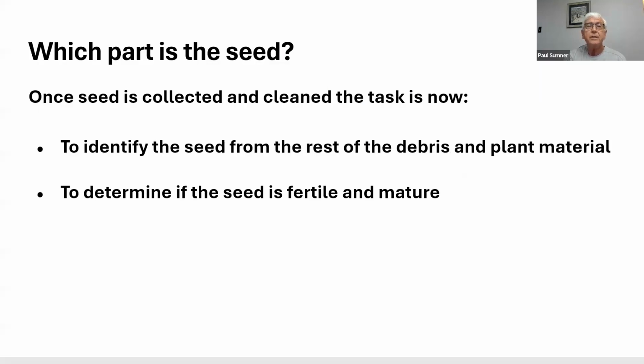So which part is seed and what is not seed? When you start to clean these seed, there's a lot of debris: shaft, stems, leaves, the sepals, the capsule itself. All this material is in there when you start to tear that seed head apart. You need to figure out how do you identify the seed, and then how do you determine if it is fertile and mature also? So we'll look at that.